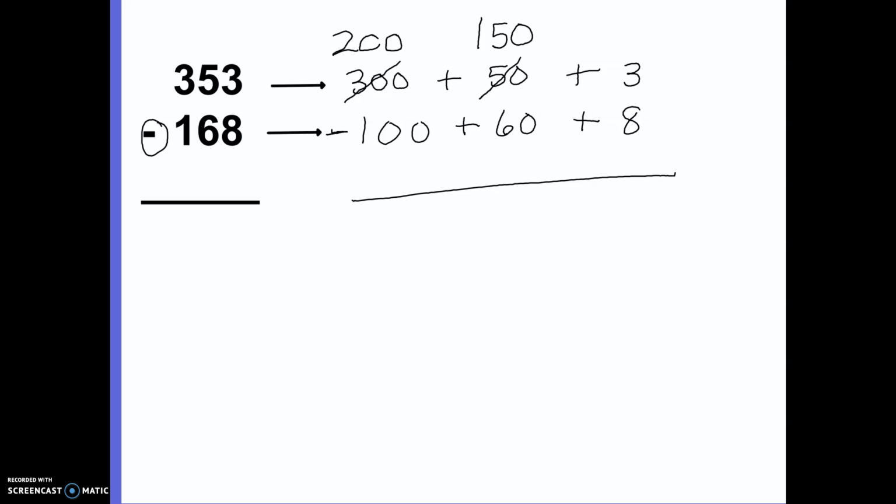I have to trade 110 to get more ones. So this is going to be 140, and this is now going to be 13. Now I can subtract, okay? 13 minus 8 is 5. 140 minus 60 is 80. 200 minus 100 is 100. And this is still expanded form. So when I put those together, I'm going to get 100 plus 80 plus 5, which is 185.